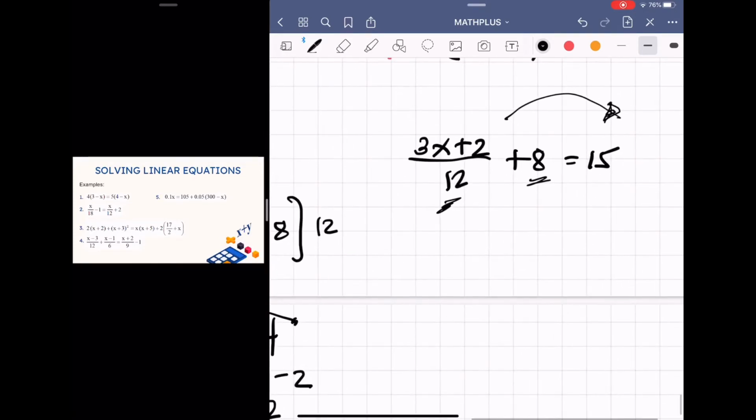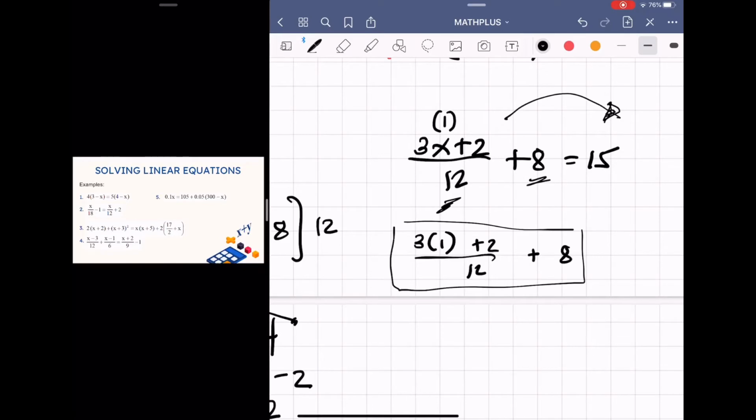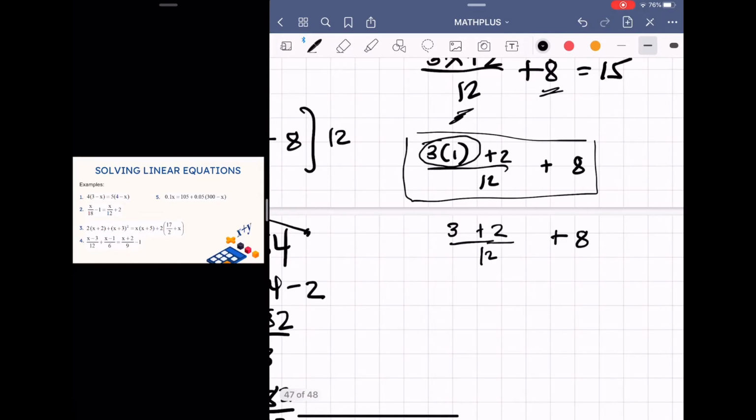Okay, ganito. Isipin nyo lang. Mentally, you have to think, halimbawa, if I put 1 here, that will make this 3 times 1 plus 2 all over 12 plus 8, right? For me to be able to simplify this given, what do you do first? Diba? The first thing you will do is multiply this. That will give you 3 plus 2 over 12 plus 8. What's the next thing you'll do? The next thing I'll do is simplify this. Diba? That would be 5 over 12 plus 8. What's the next thing to do? I'll divide this. After being able to divide this, I will add 8 to that.